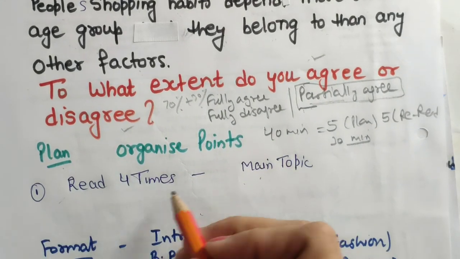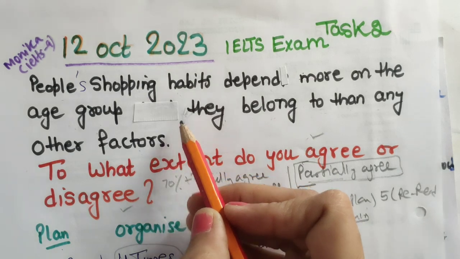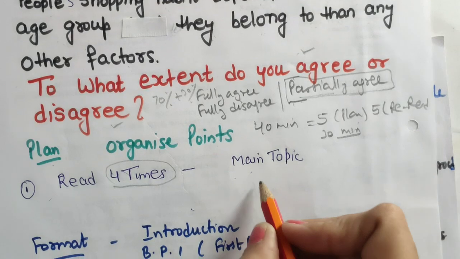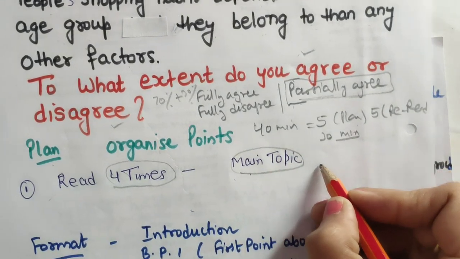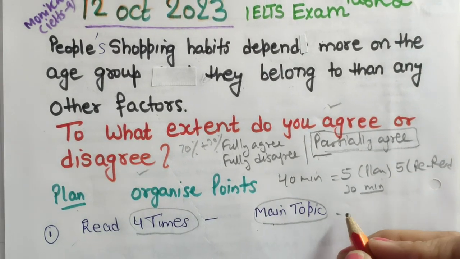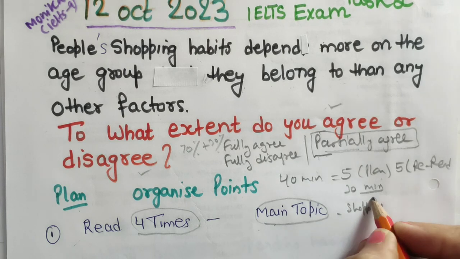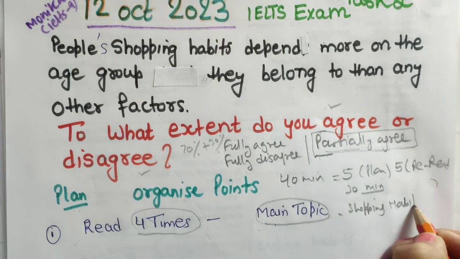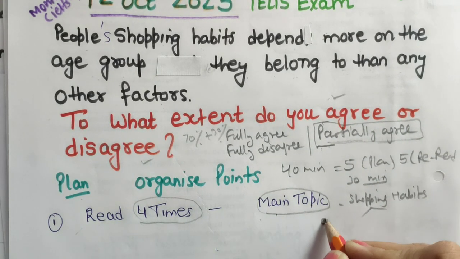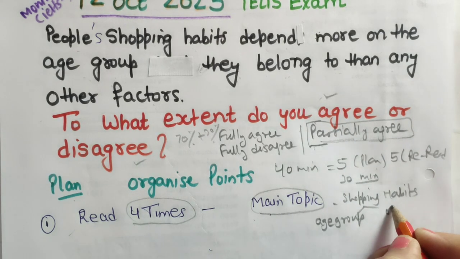So how will we spend the first 5 minutes? Of course we have to read the question statement 2-3 times, at least 4 times, so that you come out with the main topic. What is the main topic here? Just pause the video and try to find out the main topic. Shopping habit, they are asking. And the subtopics are whether it is because of age group, or other factors also.